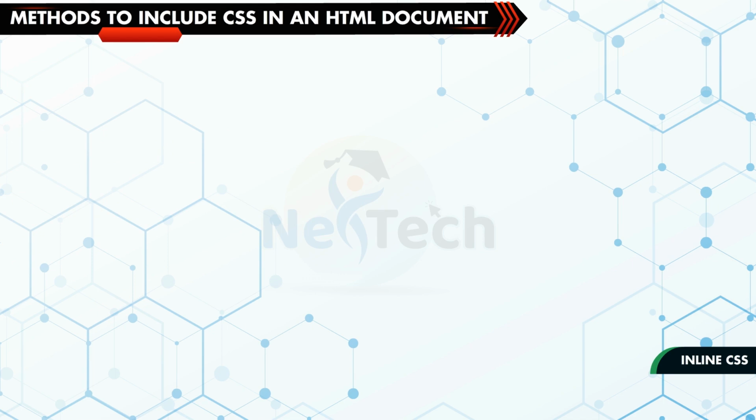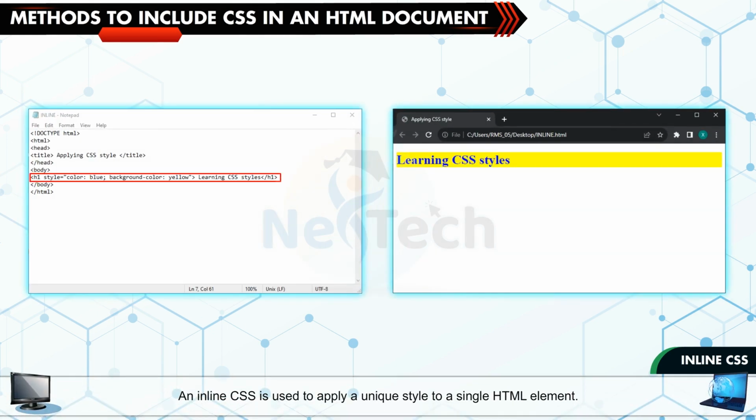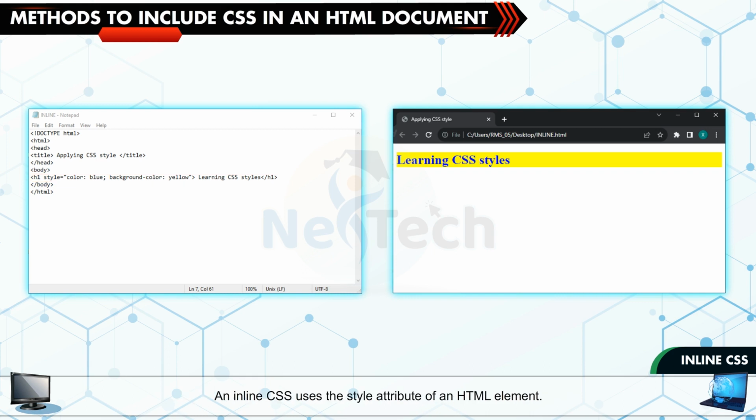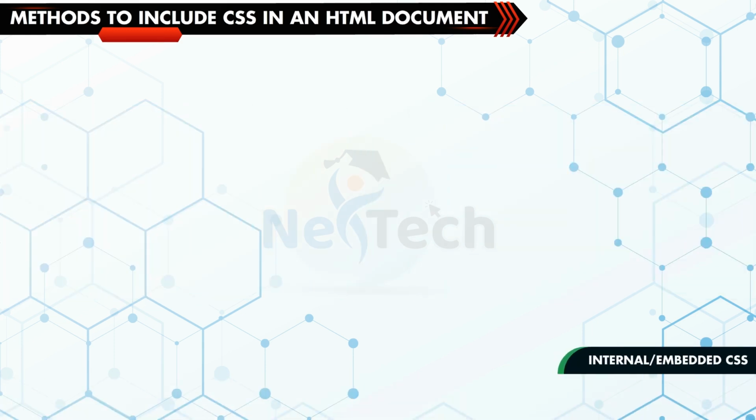Inline CSS. An inline CSS is used to apply a unique style to a single HTML element. An inline CSS uses the style attribute of an HTML element. For example, the above CSS style rule will make the text color of the H1 element appear blue with yellow background color, as shown in figure.